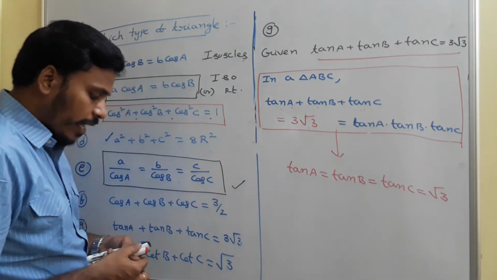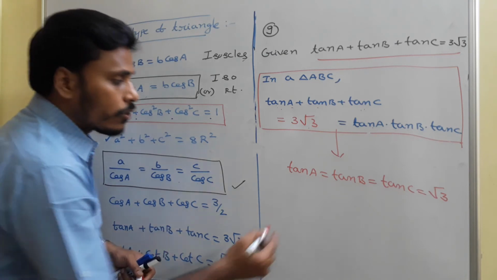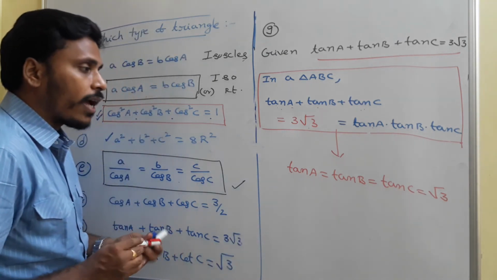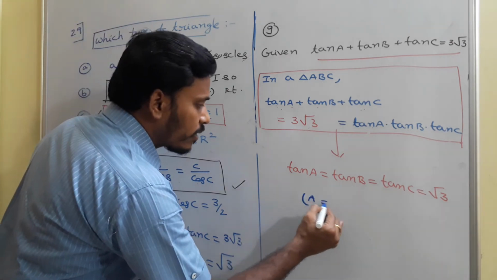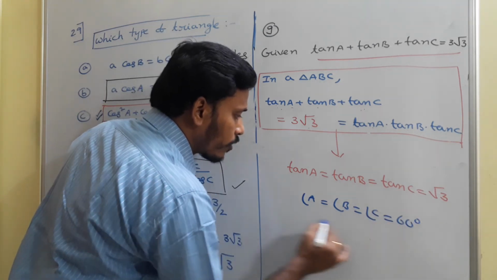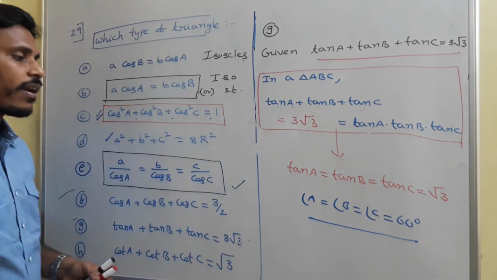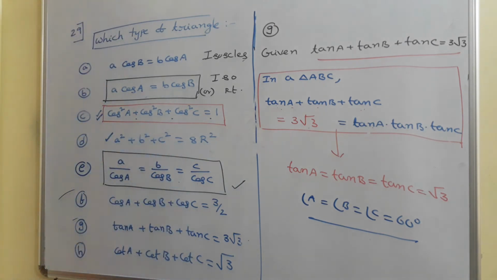Then tan A, tan B, tan C are root 3. Tan A is root 3. Then what is the value of the angle? So tan A is root 3, then the value of the angle must be 60 degrees. So it is very clear that angle A is equal to angle B is equal to angle C is equal to 60 degrees, and we say the triangle is equilateral. Just have a look. So F is an equilateral triangle, G is also an equilateral triangle, and the same way, if you check, H is also an equilateral triangle.